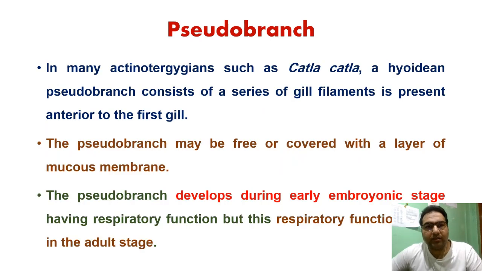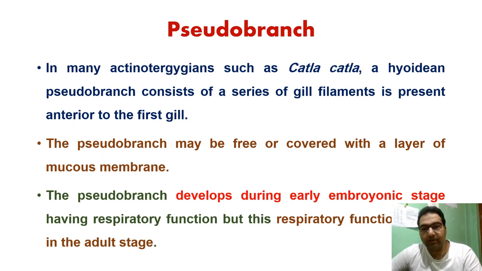When we talk about the pseudobranch, in many actinopterygians such as Catla, the pseudobranch consists of a series of gill filaments which are present anterior to the first gill slit. It can be free or it can be covered by a layer of mucous membrane.